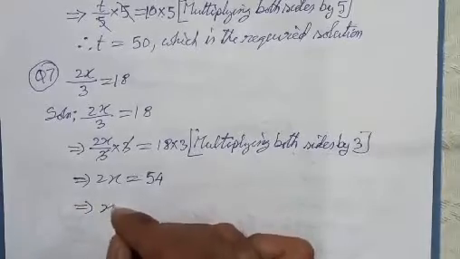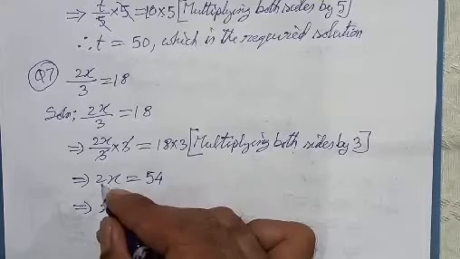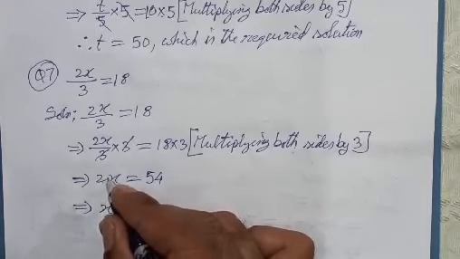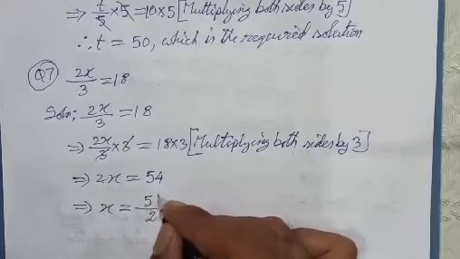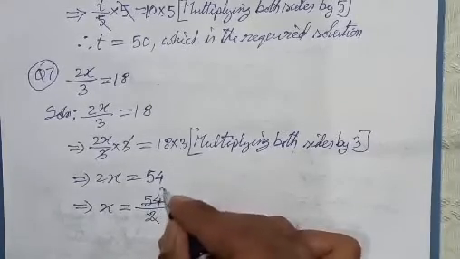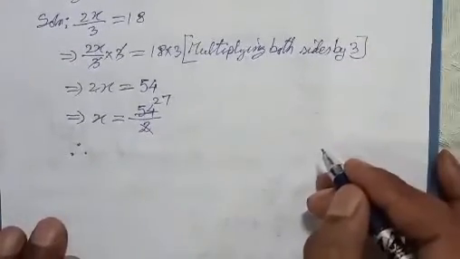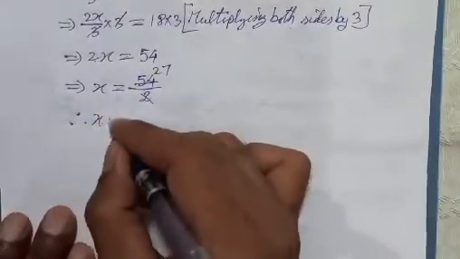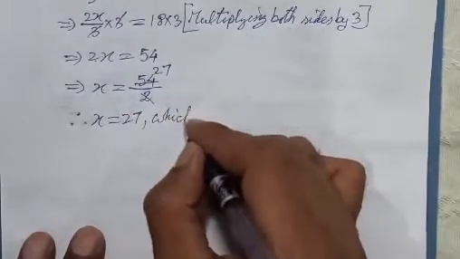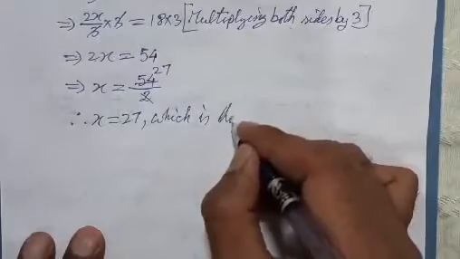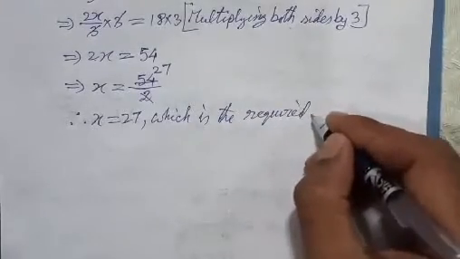This implies that x is equal to, if this 2 is transposed to the other side, the sign between 2 and x is a multiply sign, so multiply will change to divide. So 54 will be divided by 2. 2 into 54, that is 27. Therefore, x is equal to 27, which is the required solution.